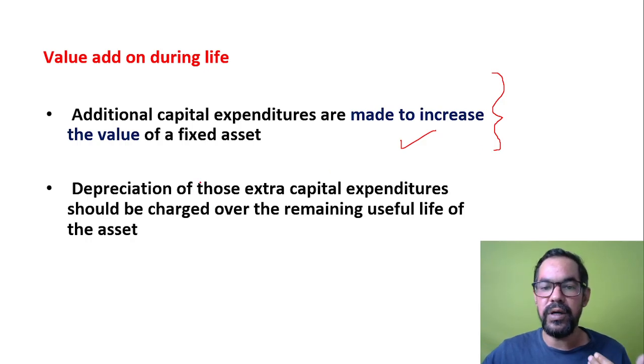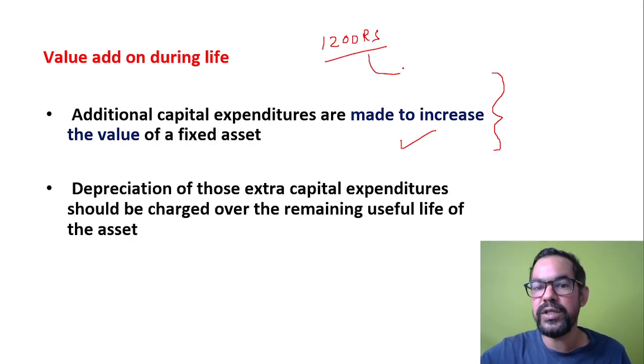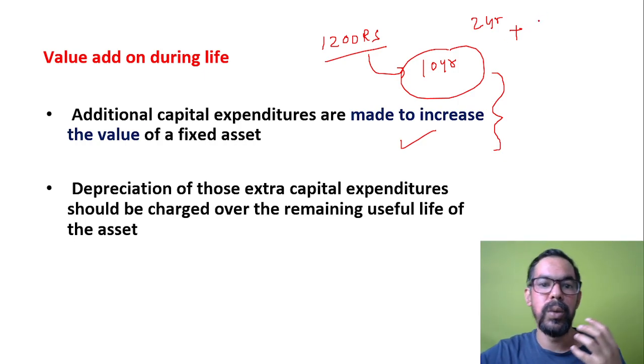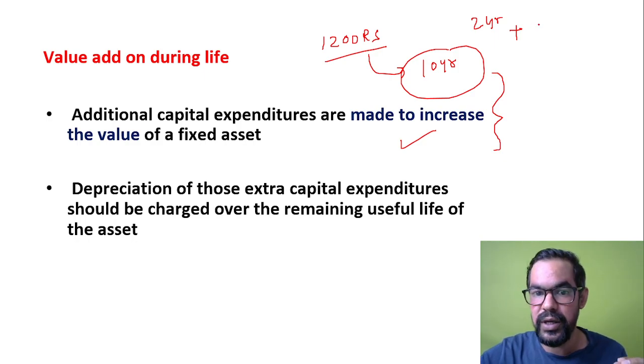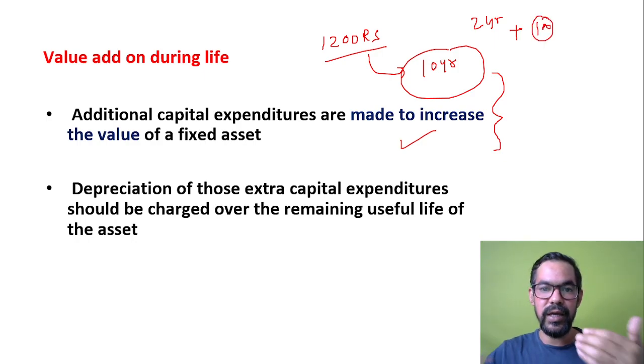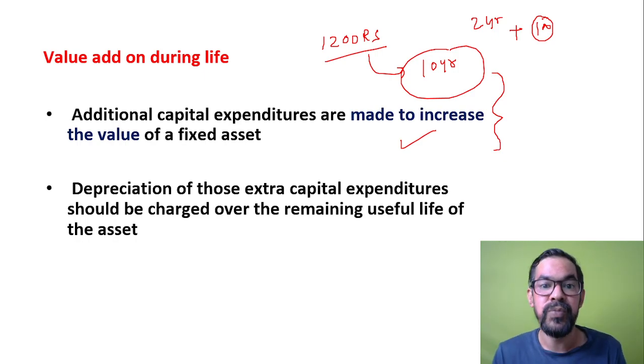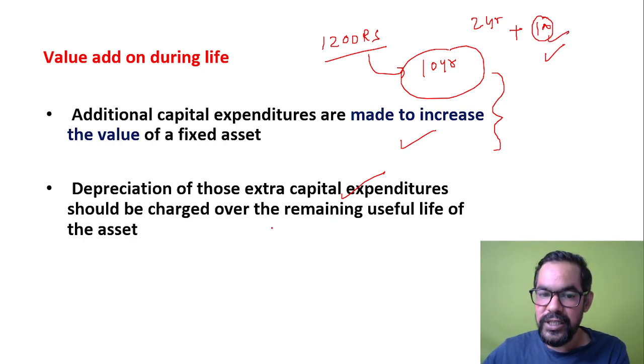Okay, so additional capital expenditure is made to increase the value of a fixed asset. Let's say you buy a machinery worth 1200 rupees, and the age is, suppose, 10 years. But after 2 years, you buy a new spare part or new equipment for that machinery worth 100 rupees. There is some cost involved, so you have to account for that as well. Depreciation of this extra capital expenditure, which is 100 rupees in this case, should be charged over the remaining useful life.